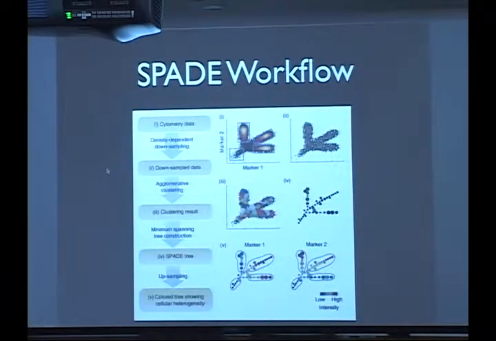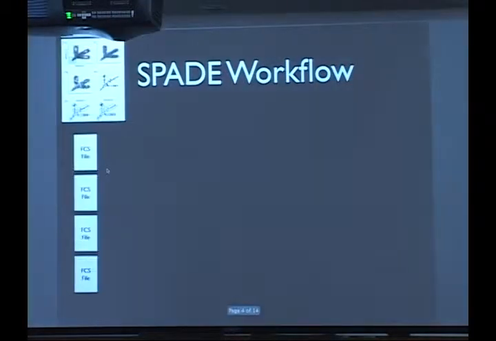Federico already covered this, and I'm sure other people have, so I'm just going to skip through it. What I'm going to show you here is briefly what happens with all of your data during this process, simply so that I can show you how you have to configure SPADE in order to run it. So you'll start with all of your data in separate FCS files.